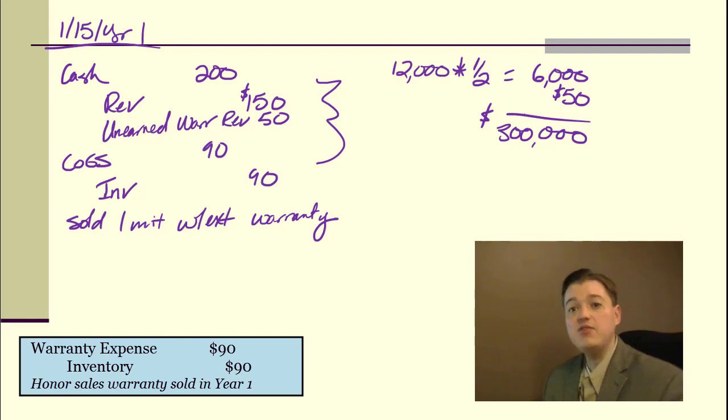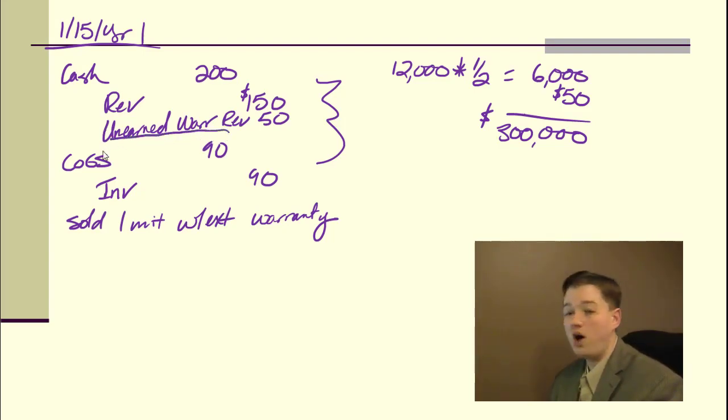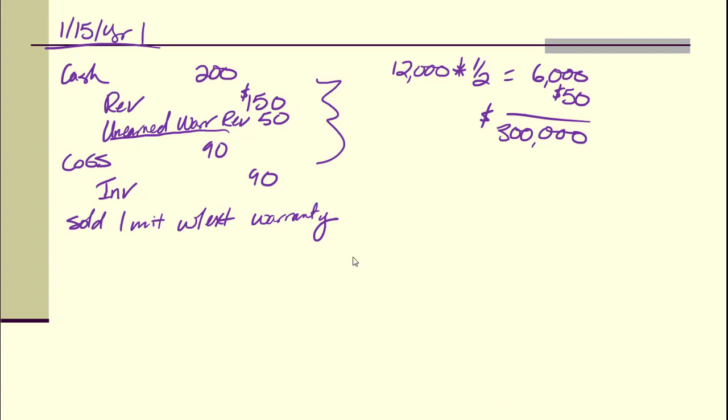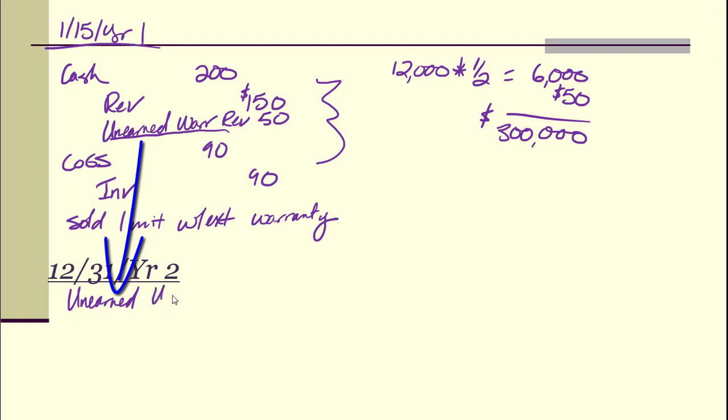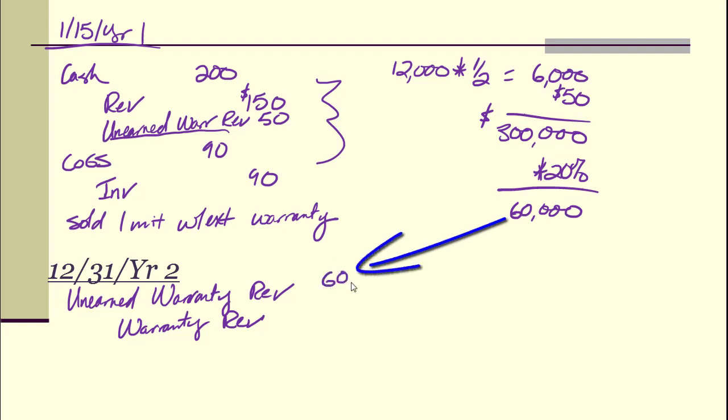That's what we do. At the end of year 2, we say, okay, we figured that 20% of the sales revenue can now be recognized. So we put a bunch into unearned during year 1. Now we're going to take some of it out. So we will debit unearned warranty revenue and credit something clever like warranty revenue. So it's going from unearned to earned, and we said, let's see, 300,000, we said 20% in year 2, so that's 60,000, and that's what I'd recognize.